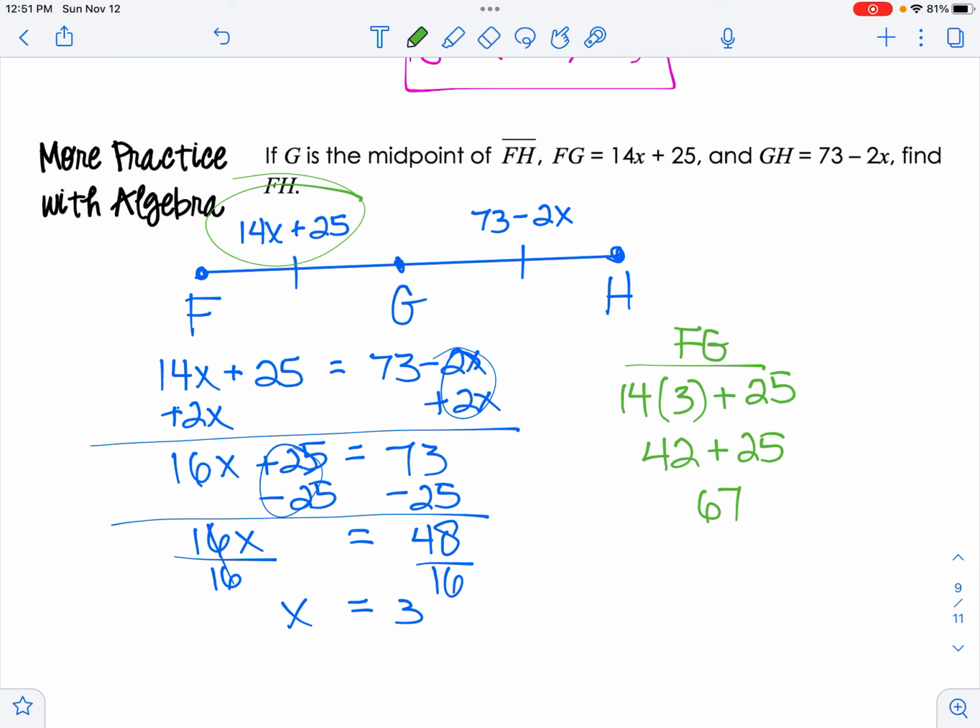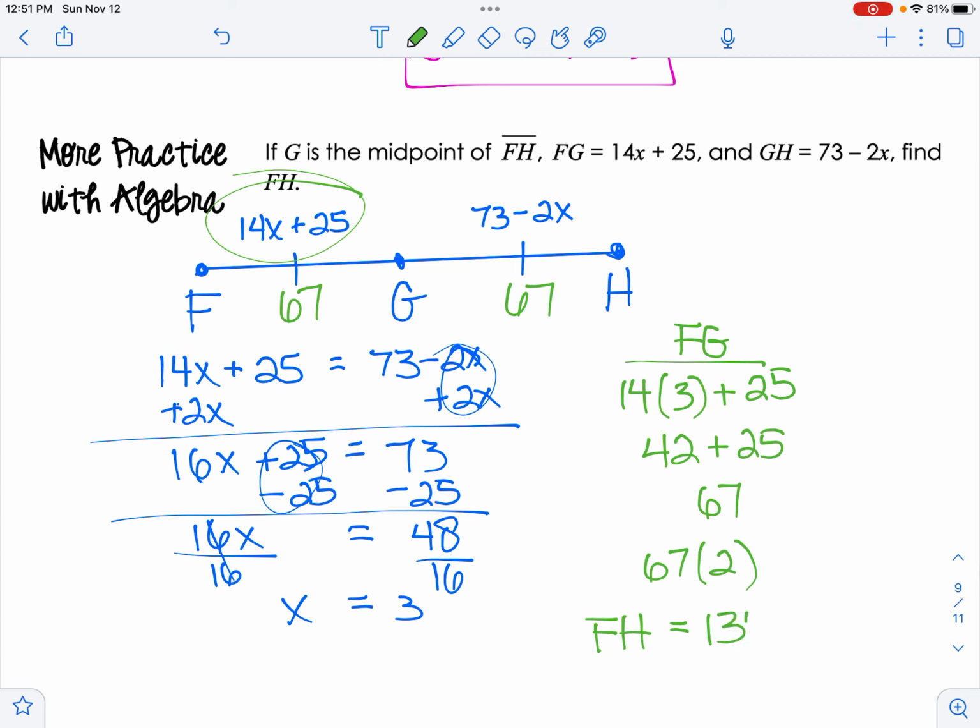Okay, well, if this is 67, then so is this. So I just need to go 67 times 2. And that gives me the whole length. So FH is equal to 134. There we go.